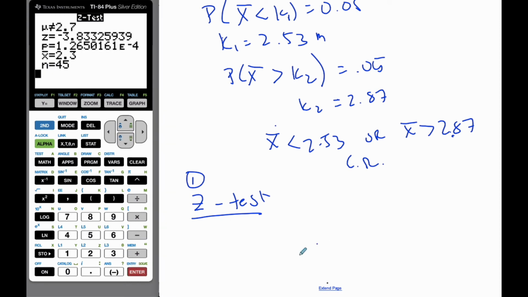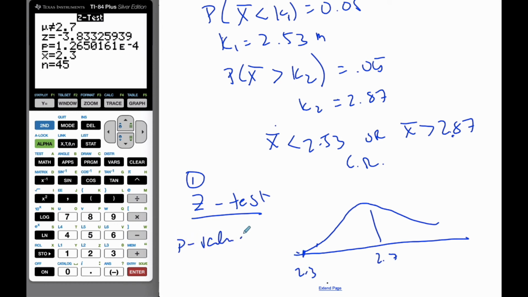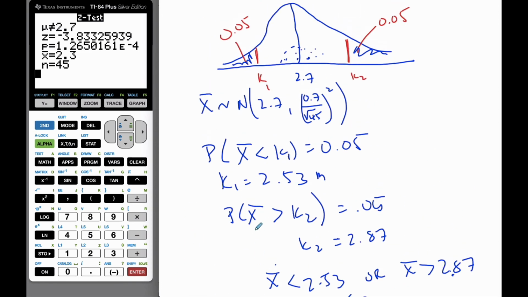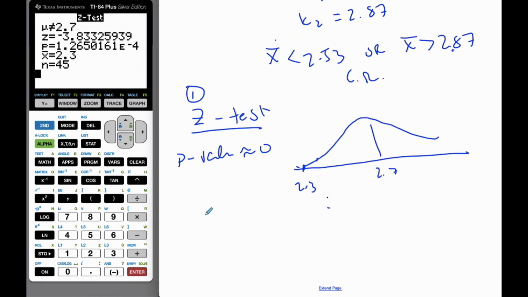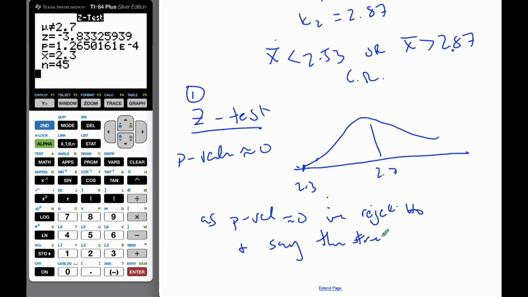And I can see, so what it's saying is here's my normal curve, here's the 2.7, and the 2.3 is so far over here, the p-value is approximately 0. And so the conclusion: as the p-value is approximately 0, we reject H naught and say the trees are not 2.7 meters tall.